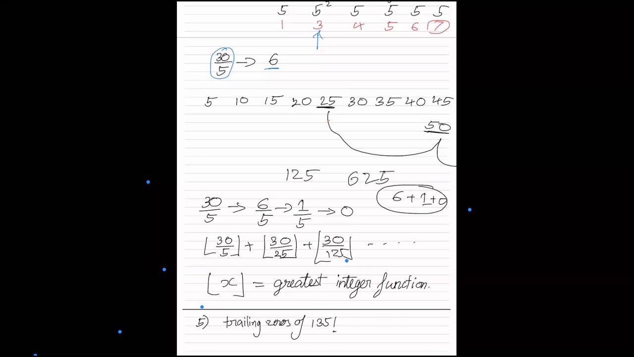Try again. Okay. Now, since I've given you already the formula, 135 divided by 5 will be equal to 27. Keep the 27 aside. Then 27 divided by 5, you get 5 because 5 is the quotient, 25. So add 5 over here. And then 5 divided by 5, you get 1. 1 divided by 5, you get 0. As soon as you get 0, stop. So 27 plus 5 plus 1 is 33.